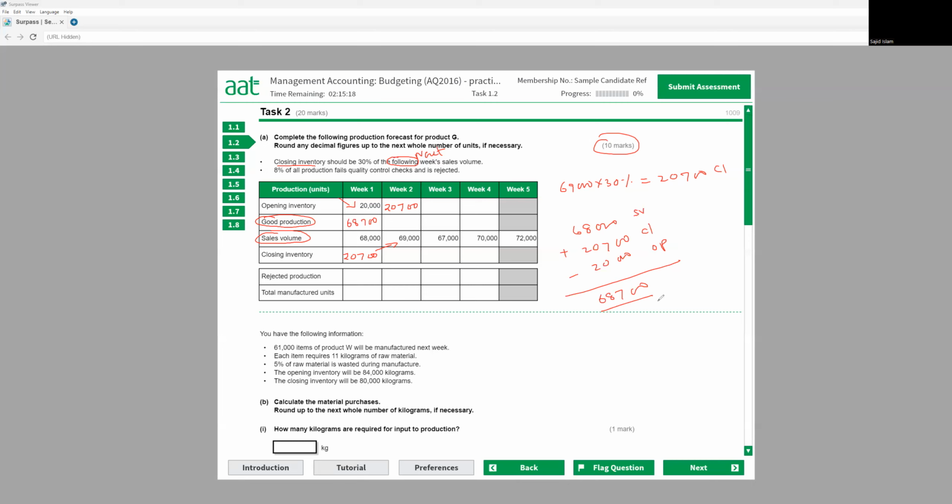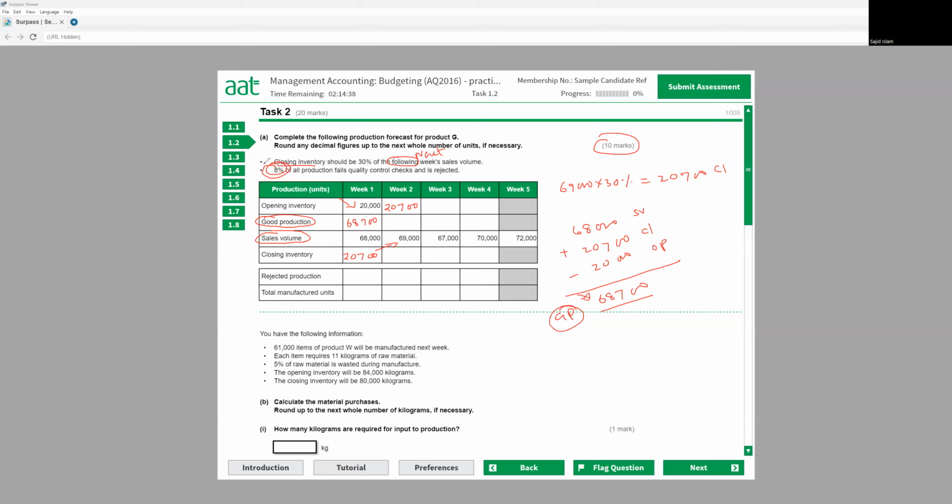Now, obviously, the story can be closed here if we don't have any rejection, but the question said we have 8% rejection. That means we have to make 8% extra. The way I do it, you can choose any other way if you like to do the workings, but I think the quicker one is to find out how many units we have to produce after the rejection. With the good production here, we have 68,700. So we need to add 8% more. We need to gross it up. How do we gross it up?